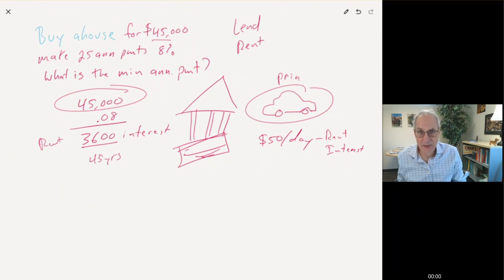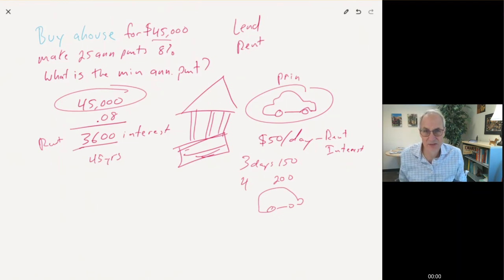So all you've done is pay the rent. So remember, if you borrow the car for 3 days, you pay $150. If you borrow it for 4, $200. But then you always still owe the car. You always have to give the car back. So in this case, you could pay $3,600 every year for 45 years, but you would still owe $45,000. So you have to minimally pay the interest, otherwise you're going to owe more than what you borrowed.